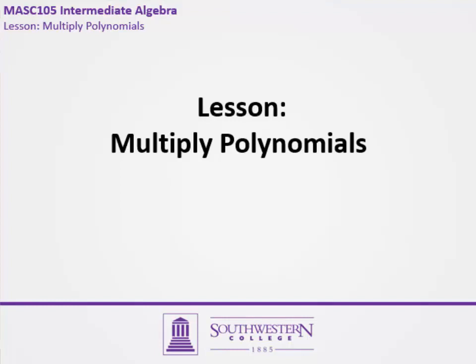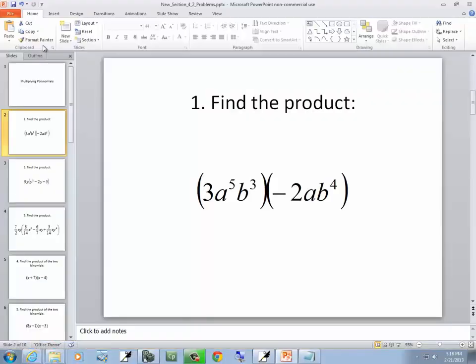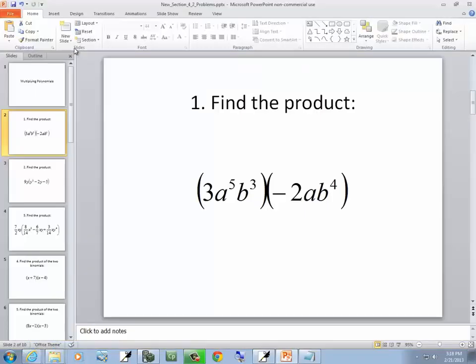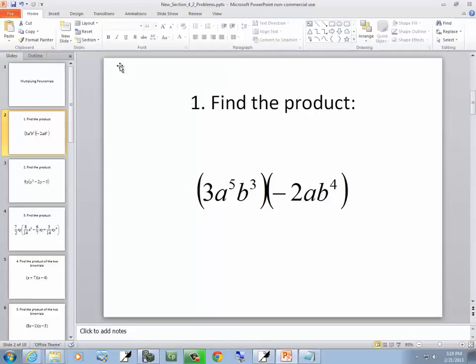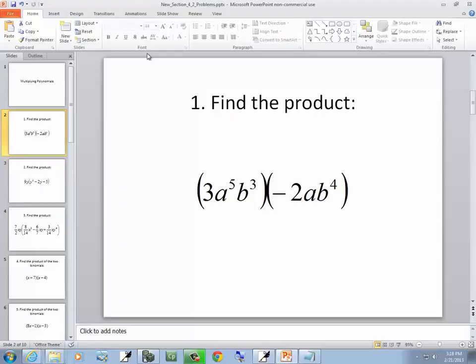Let's take a look at multiplying polynomials. We'll take a look at our first problem. So I have to start a new page though. There we go. We got 3a to the 5th, b to the 3rd, times negative 2a b to the 4th.